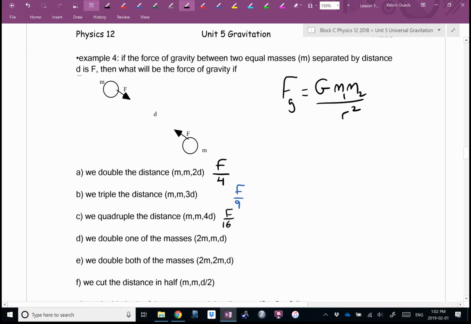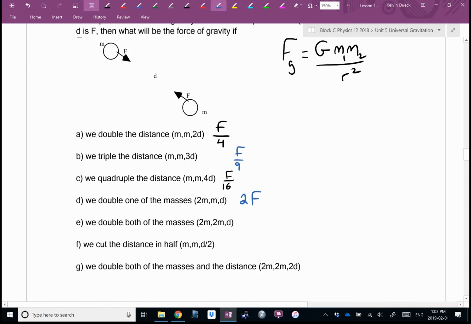What if we double one of the masses? What if we double both of the masses? Okay. What if instead of doubling the distance, we cut the distance in half? What if we get twice as close? Will that make it stronger or weaker? How many times?